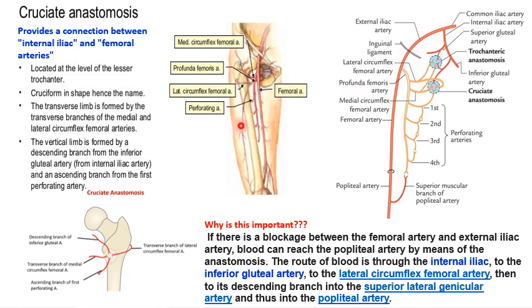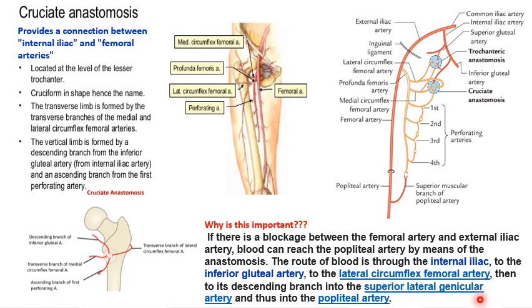So this is the descending branch, ascending, and the transverse branch, and then it descends down via the descending branch of the lateral circumflex, and as this is anastomosing with the superior lateral genicular artery, via that it in turn is connected to the popliteal artery, because the superior lateral genicular artery is a branch from the popliteal artery.